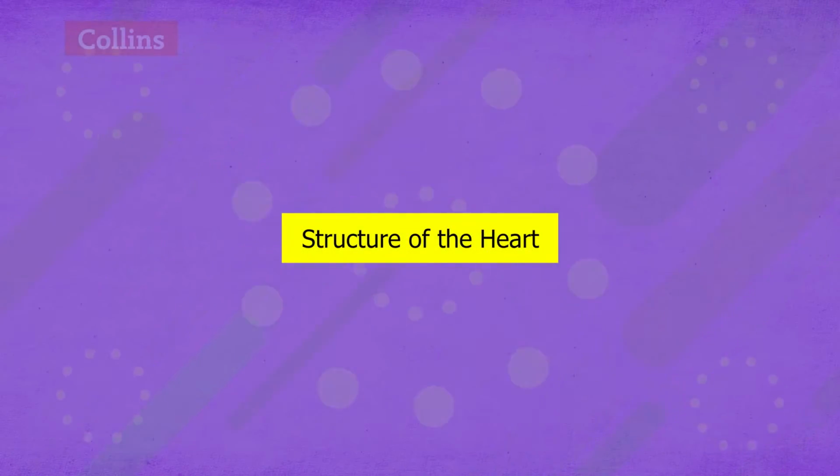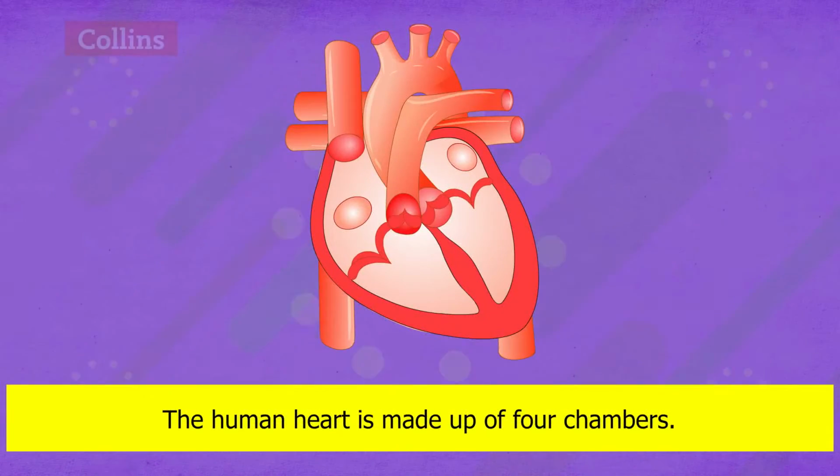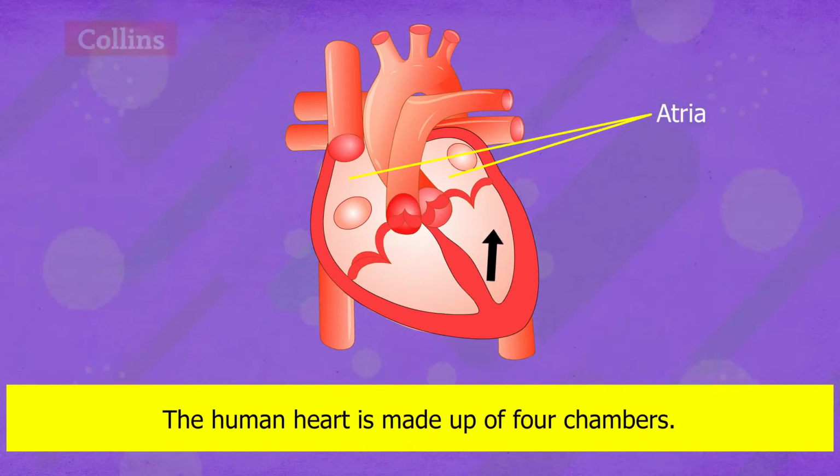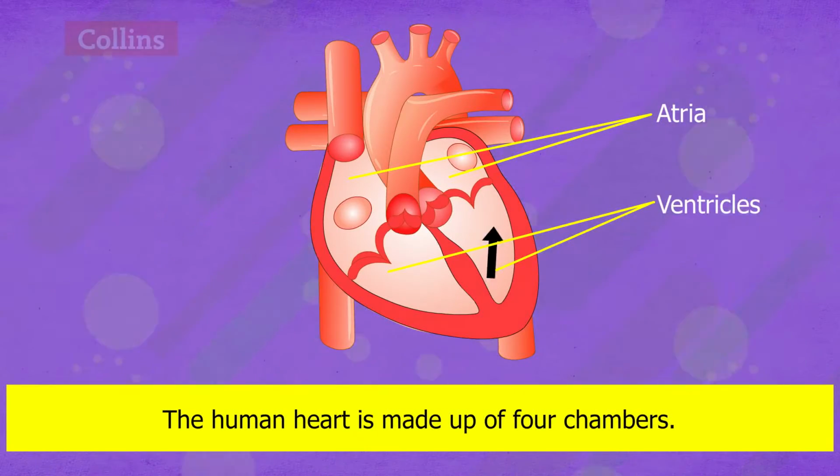Structure of the heart. The human heart is made up of 4 chambers. The upper right and left chambers are the atria, and the lower right and left chambers are the ventricles.